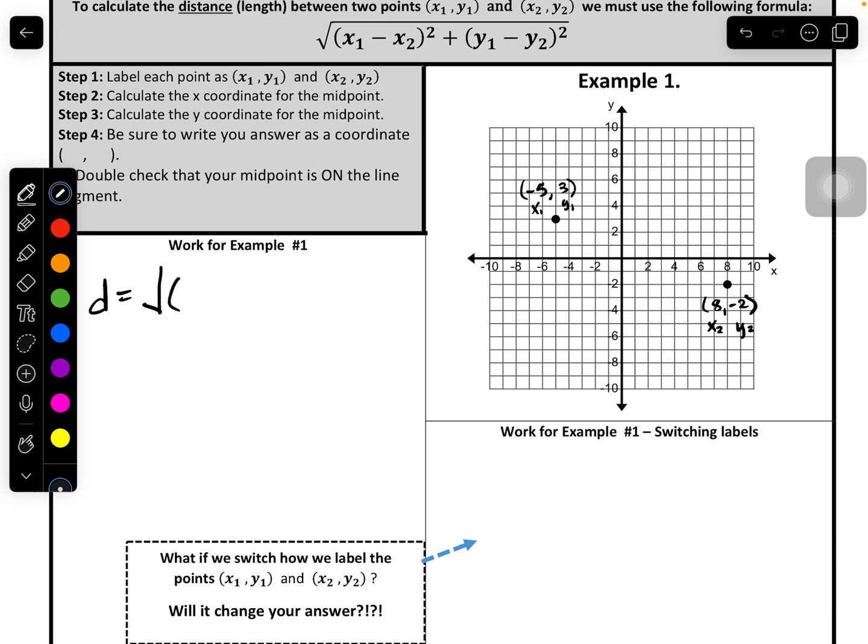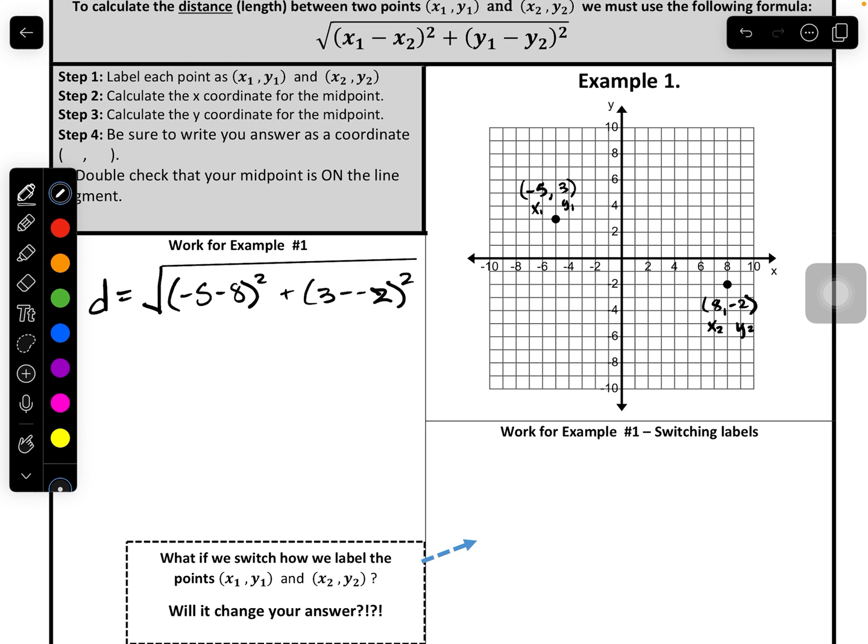It's parentheses x1 minus x2. It's the distance between those two x coordinates. So from -5 to +8, it's -5 minus +8, and then we square that distance. We'll add that then to the distance, our y1 minus y2, between our y coordinates. So 3 minus -2. And again, we square that. And then that's the square root of all of it. Now, reminder, the square root is the last thing we're going to do.